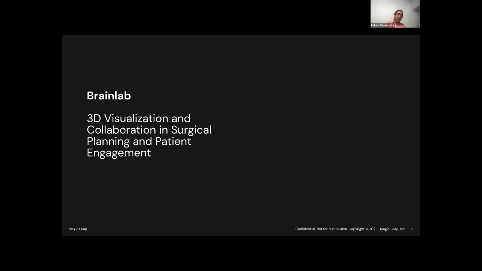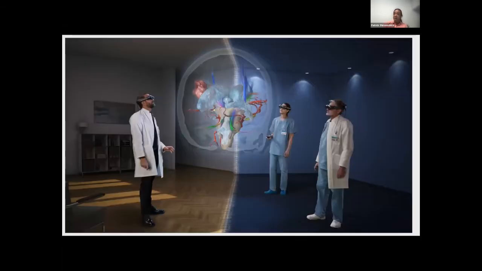So let me tell you about a few use cases that we have. We've been partnering with BrainLab, a neurosurgery software company based in Germany, for years now. And they have, for example, the ability to visualize in three dimensions reconstructed radiological scans. So you essentially take MRIs, CTs, maybe angioplasties, and a few others, and you put them together through specialized software that BrainLab does.